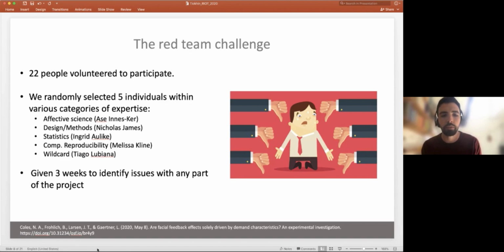And so what we did, given that incentive structure, is we gave these participants 3 weeks to identify issues with any part of the project. So we told them they could identify problems with any part of it, but of course, each of these individuals had specific types of expertise, and so maybe it was going to be more likely that, for instance, Ingrid focused on stats, or that Asse focused on things to do with emotions in general, things like this.